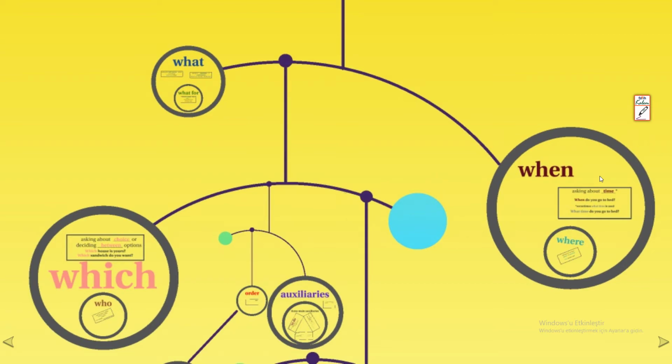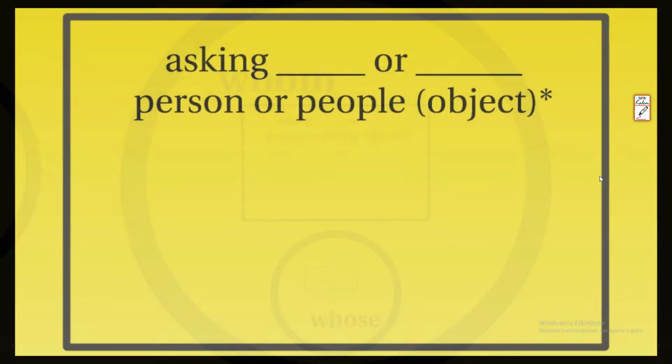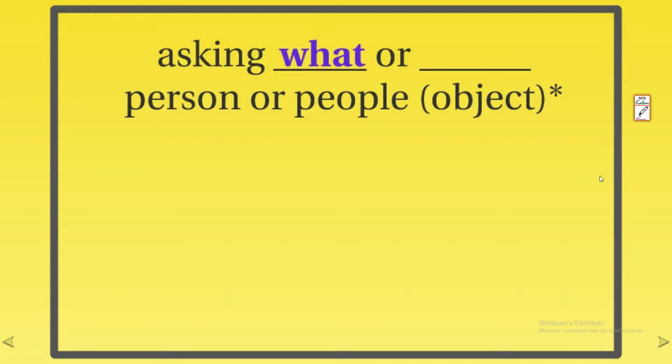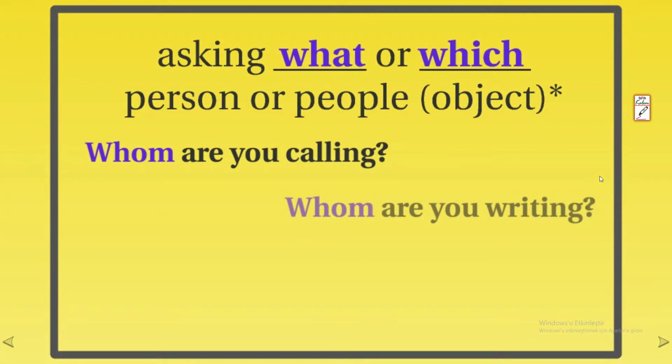And we are going on with whom. Whom is asking about what or which person or people, I mean the object. Okay, in whom. For example, whom are you calling? I call my best friend. Or whom are you writing? I'm writing to my girlfriend. Okay. Or whom are you texting? I am texting my mom.